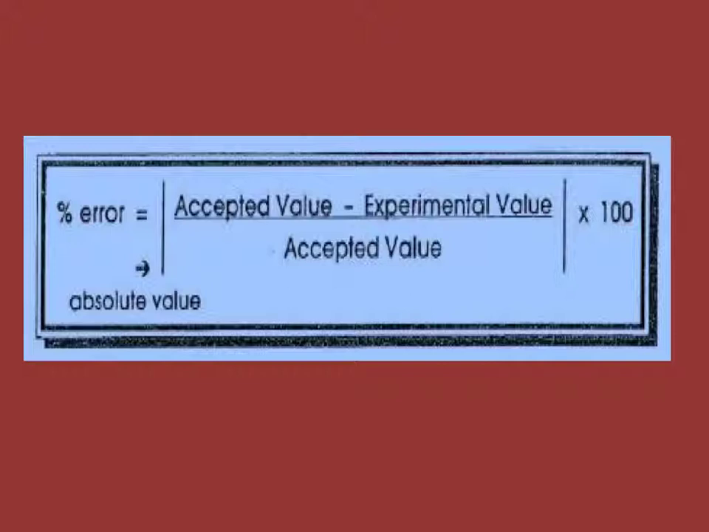The accepted value is the registered or the book value, the value that is accepted by the entire scientific community. The experimental value is what you get from your data when you do the experiment as a student. Taking the absolute value takes away whether or not your error is an overage or a shortage.